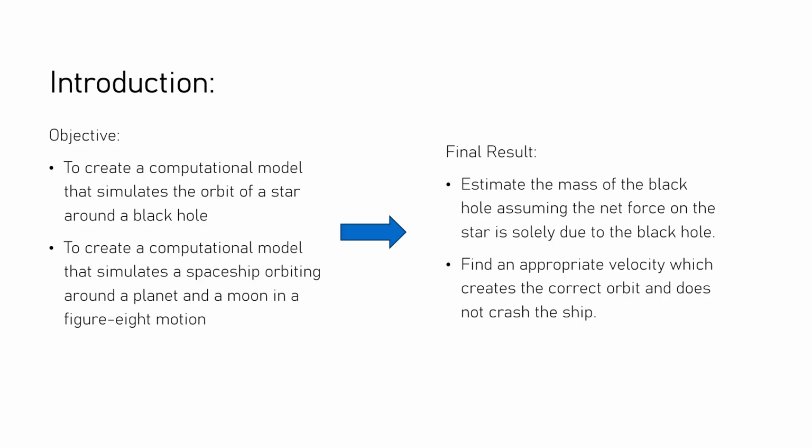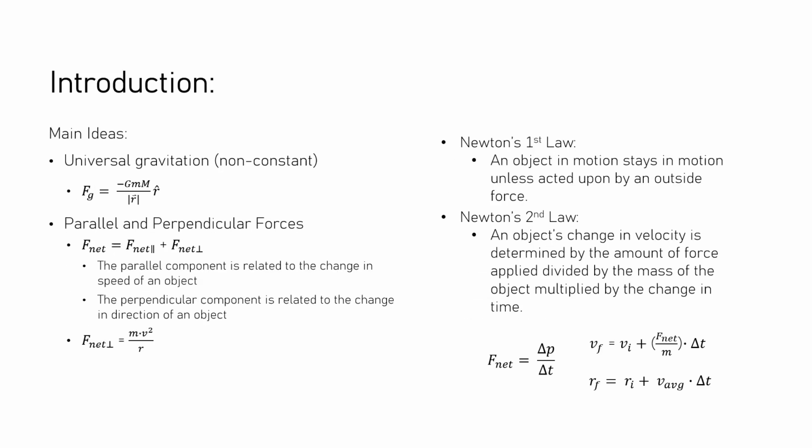So the objectives were to create two computational models, one that simulates the orbit of a star around a black hole and the other that simulates a spaceship orbiting around a planet and a moon in a figure-8 motion. And the final result was to estimate the mass of the black hole in part 1, and then also to find an appropriate velocity which creates the correct orbit and does not crash the ship for part 2.